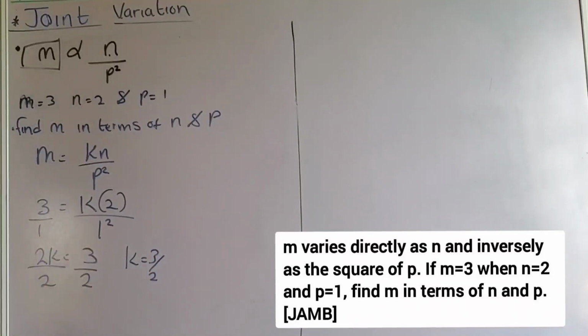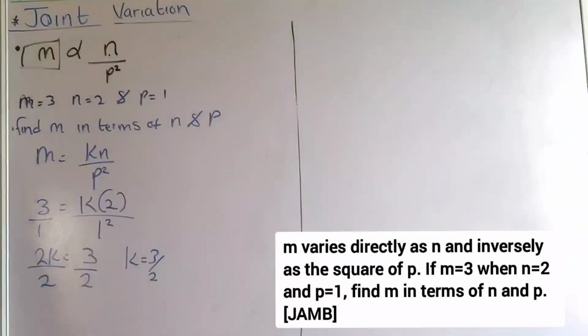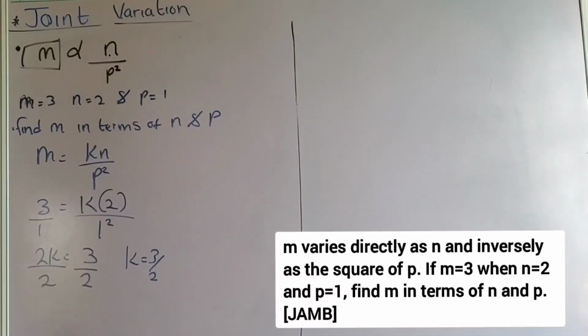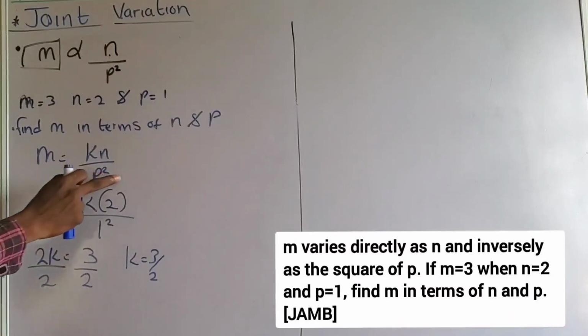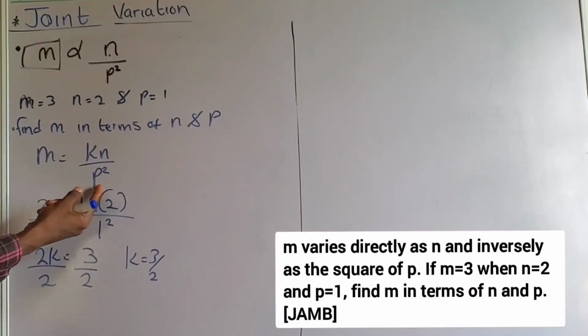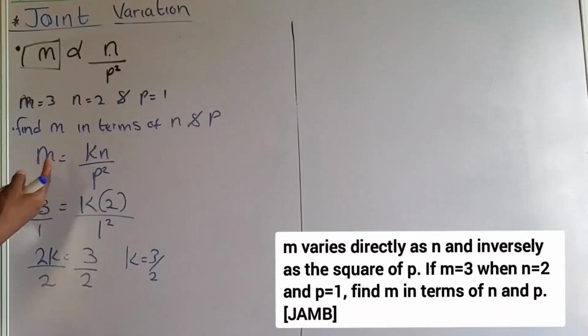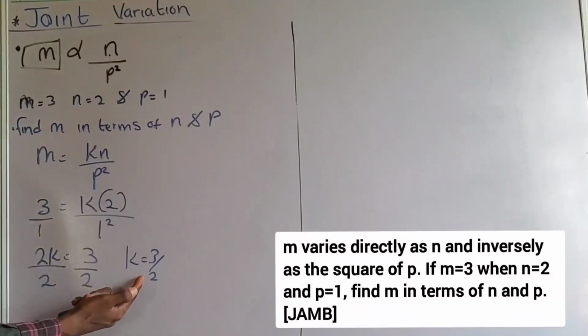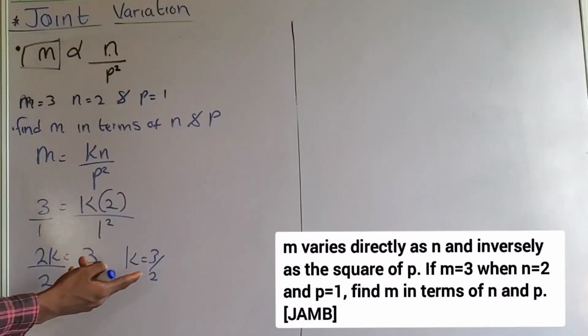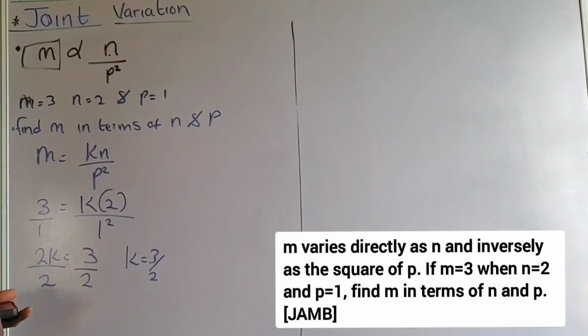Now, having gotten the value of k, we can now express m in terms of n by substituting the value of k as 3 over 2. Do you understand? Listen to the explanation again. This is m in terms of k, but we cannot give this answer. We need to find the value of the constant. You understand? The value of the proportionality constant. And we've already gotten it as what? 3 over 2. So, having gotten the value of this k as 3 over 2, to give us our full mark, you understand? If you stop here, you're not going to earn your full mark, okay?